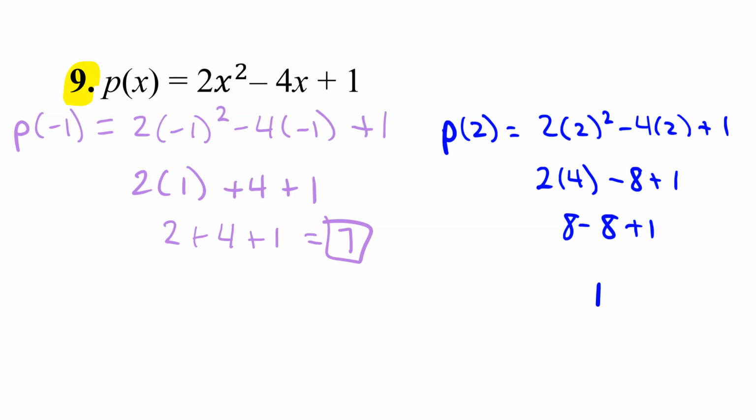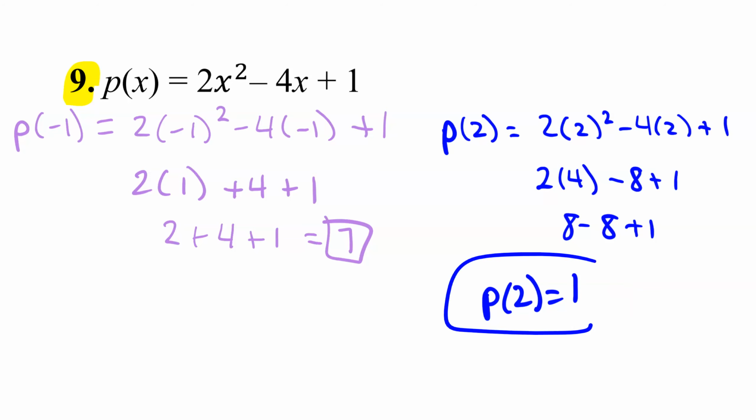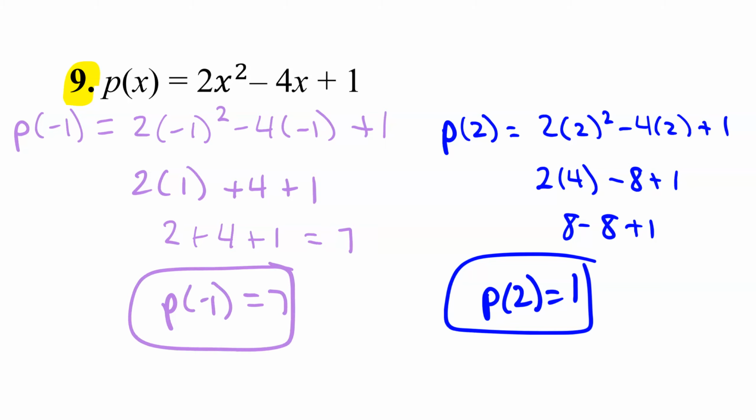Oh, so someone said they got 1. This is where they got 1. I see. P of 2 equals 1. And when there's a problem like this, it's helpful to identify that way, I mean, there's like 2 problems in one. It'd be helpful to identify which is which.